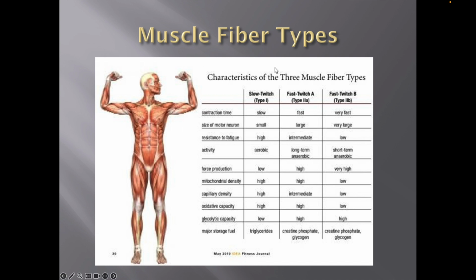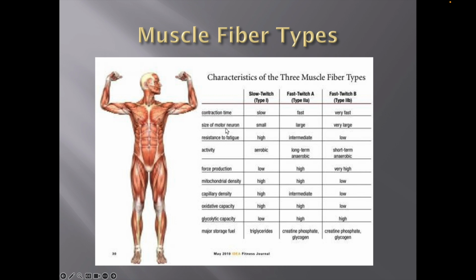For slow twitch muscle fibers, they contract very slowly, versus type 2A is going to be much faster, and type 2B is going to be the fastest. So contraction time is going to be very quick in type 2B, a little bit less quick in type 2A, and relatively slower in type 1.